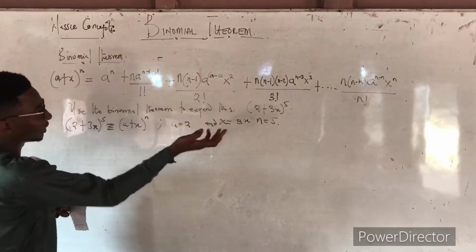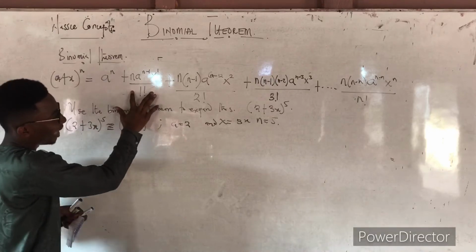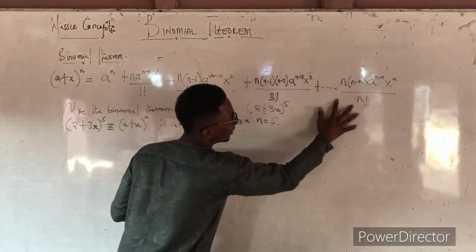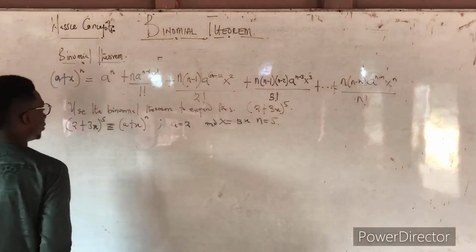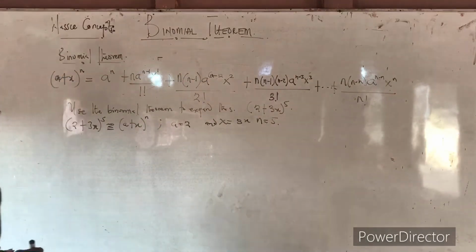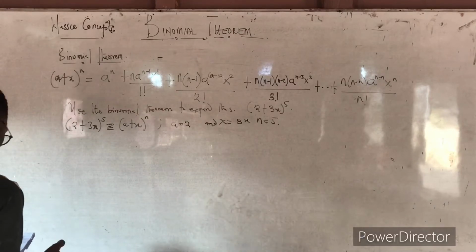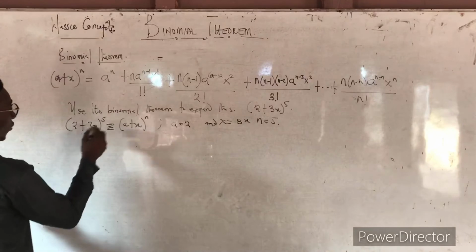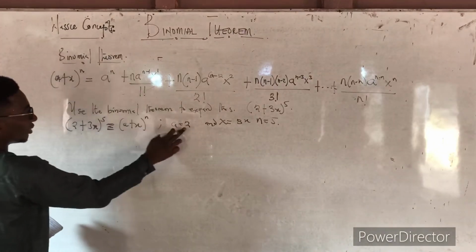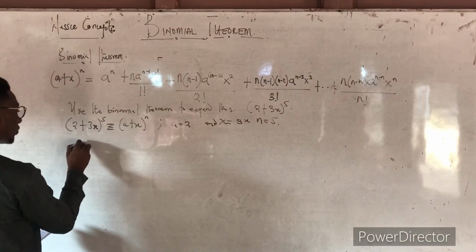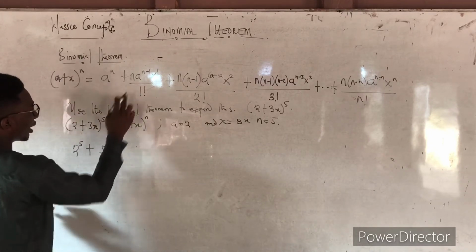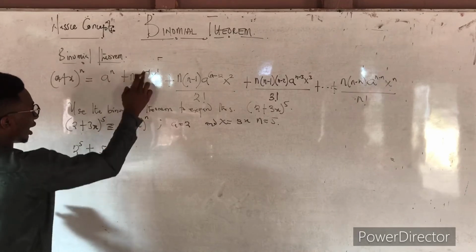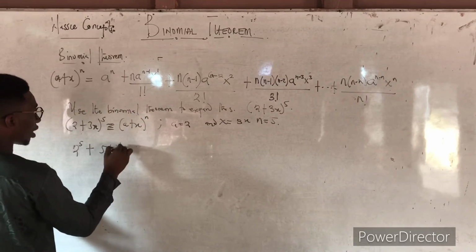But you know this is the first term, the second term, third term, fourth term, fifth term, sixth term, and so on. We are going to the sixth term because n is equal to what? 5. So what do we do? It's very simple. The first term is a exponent n, which is 2 exponent 5, plus, n is 5 into bracket a is 2, exponent n minus 1, which is 5 minus 1. So that gives me 4.